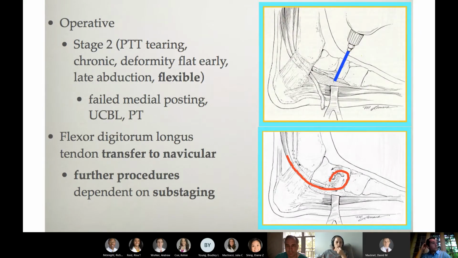Really, the question is, what do you do with a flexible flat foot? The standard is to cut out the degenerative diseased portion of the posterior tib tendon, which is thought to be the pain generator, and then take the FDL and transfer it into the medial pole of the navicular to serve as a new tendon.